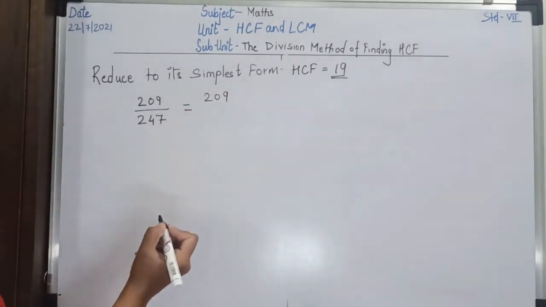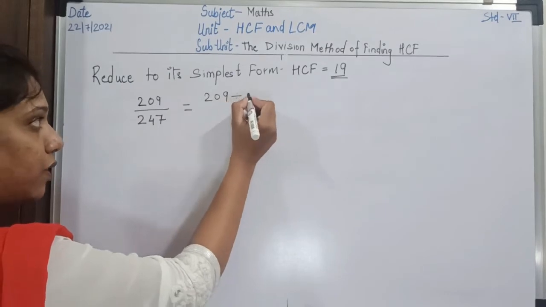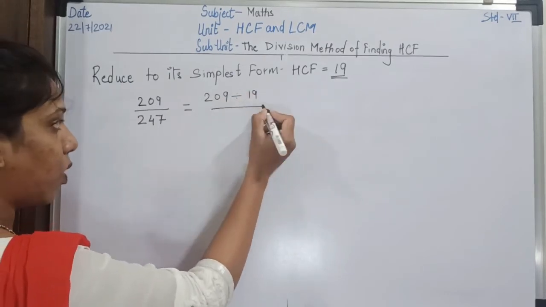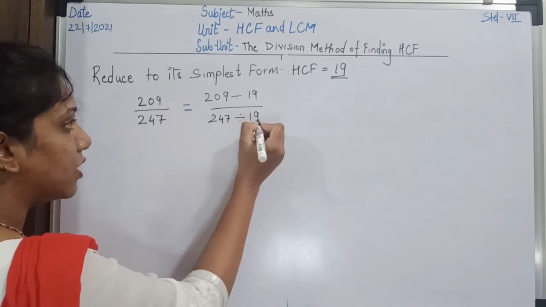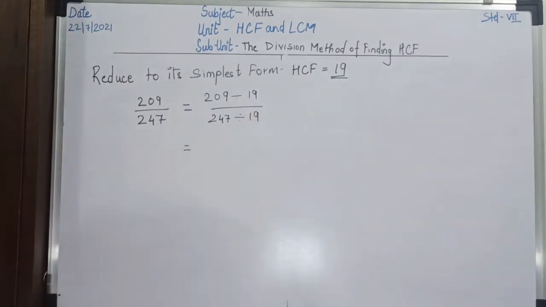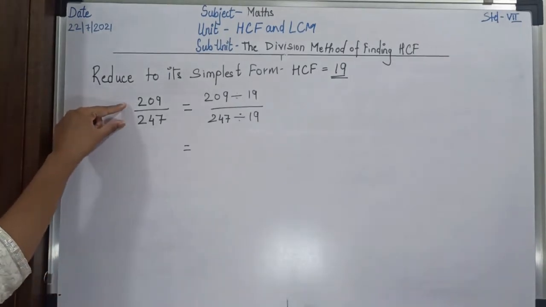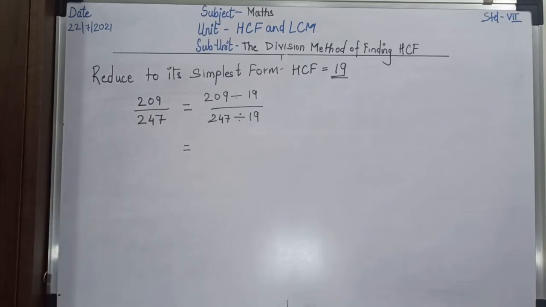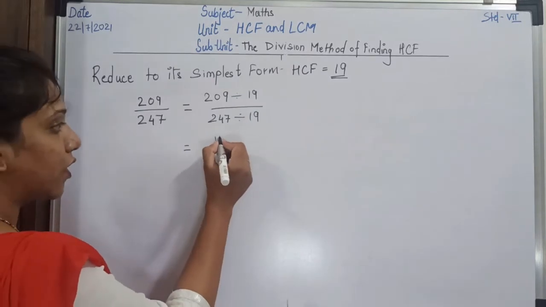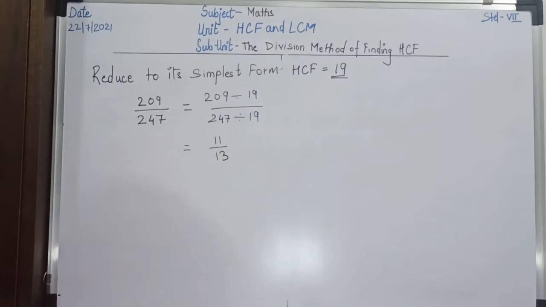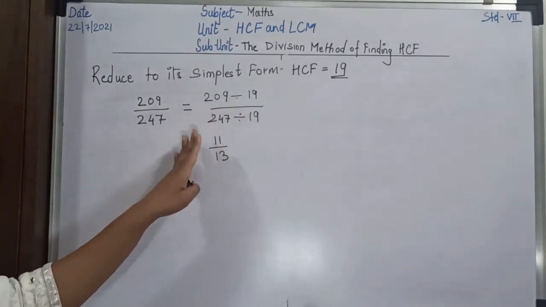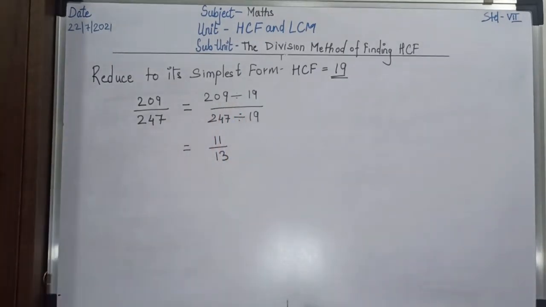209 divided by 19 upon 247 divided by 19. Okay, this is how you will convert this into its simplest form. Now if we divide this, we will get the answer as 11 upon 13. This sum is already given. If you divide this number with this, the answer will be 11 upon 13.